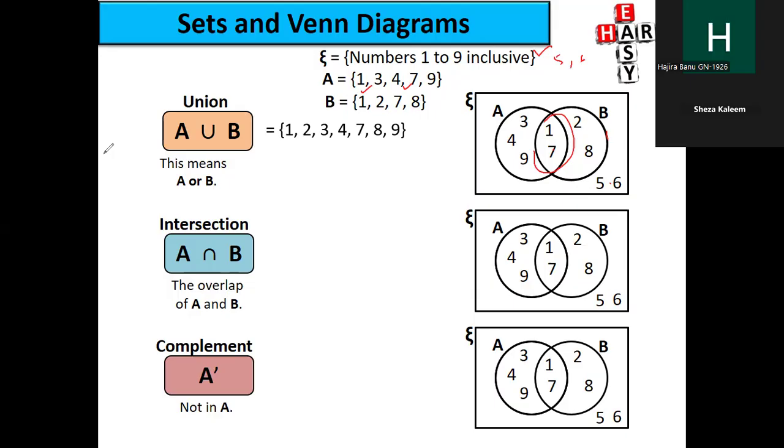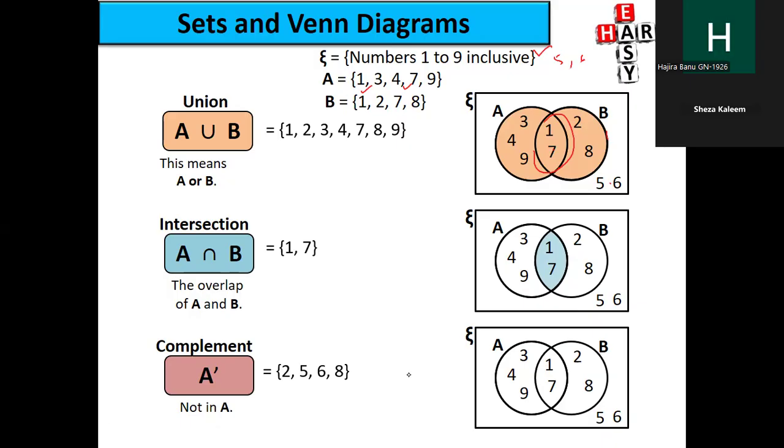The elements that are present in both of the sets, A and B. Now A intersection B and then A complement. If you see A complement, it's very important for you to notice this. A complement consists of elements which are not in A. So 5 and 6 are not in A and even 2 and 8 are also not in A. So we can write A complement as 2, 5, 6, 8. Is that clear?